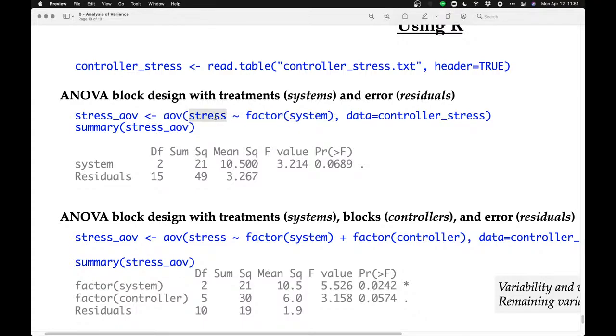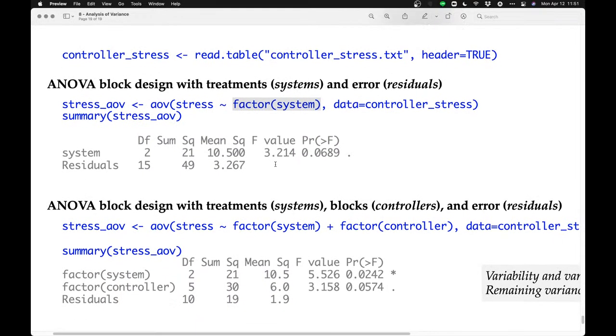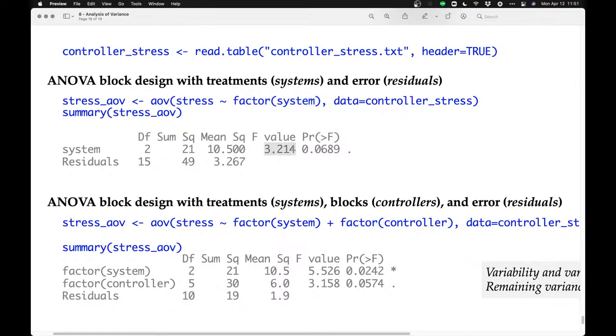We would just try to say, how is the stress due to the different systems? And then this would do an ANOVA test for us, and it would give us an F value of about 3.2.